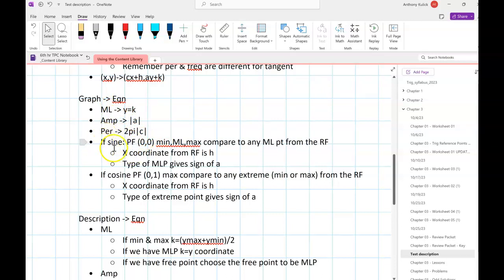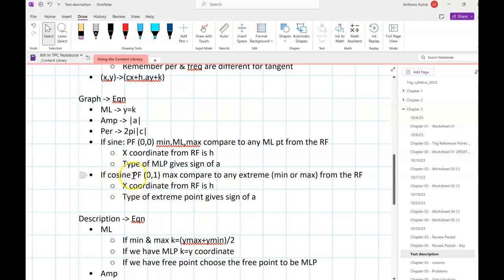If I'm writing a sine function, the parent function point I use is 0, 0, which is a midline point, or minimum, midline, max point. And I want to compare that to any midline point from the resultant. The x-coordinate from the resultant is our H, and the type of midline point, whether it's the same as this one or different, tells us the sign for A. So I'm again just making notes to myself about how to do the problem.